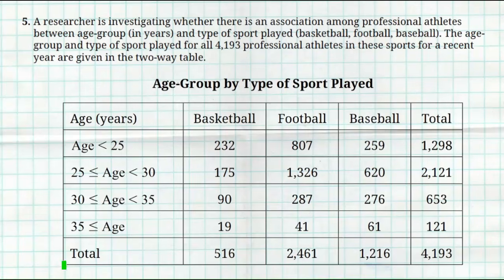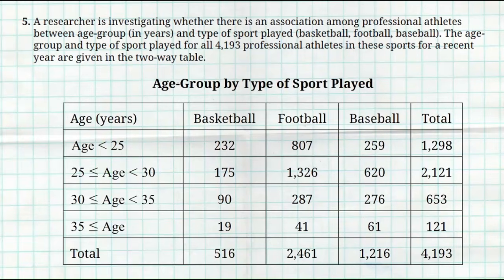Question 5 is about a researcher who's investigating whether there's an association among professional athletes between age group and the type of sport they play. The age group and type of sport are given for all 4,193 professional athletes in these sports for a recent year in the two-way table. So we ask all professional athletes that play basketball, football, or baseball in this particular year. We see it's broken up by how many said baseball, football, or basketball. And then we also see their age: less than 25, between 25 and 30, between 30 and 35, or greater than or equal to 35.